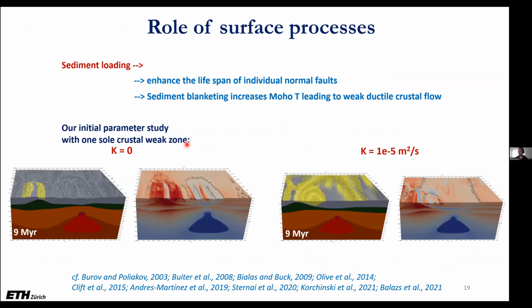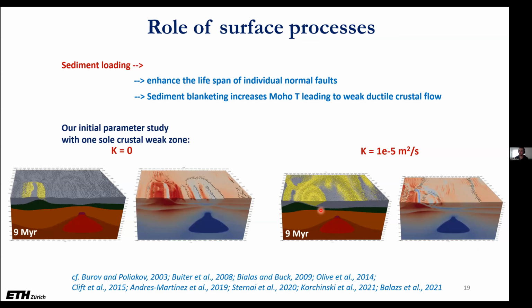As for the role of surface processes, it has been shown by many previous studies that sediment loading and enhanced surface processes increase the lifespan of individual faults, but at the same time sediment blanketing increases Moho temperature, which leads to ductile weakening. So first we ran a simplified model without any erosion and sedimentation and with a very high diffusion coefficient, and we arrive at the same conclusion of enhanced strain localization in case we have higher erosion and sedimentation rates.